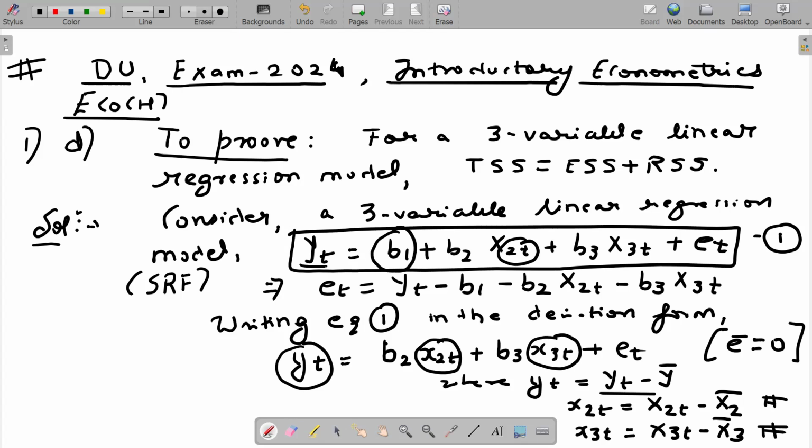And remember b1, when I take the deviation of b1 from its mean, the mean of b1 is b1 only. So b1 minus b1 is 0. That is why b1 disappears here. Because if I take the deviation of b1 from its mean value, the mean value of b1 is b1 only, because remember, mean of a constant is the constant itself. So mean of b1 is b1 itself. So b1 minus b1 is 0. So now we are focused on this equation which we have got in the deviation form.